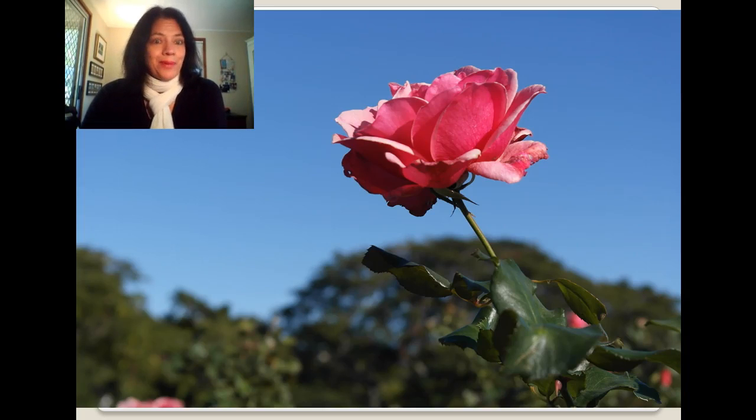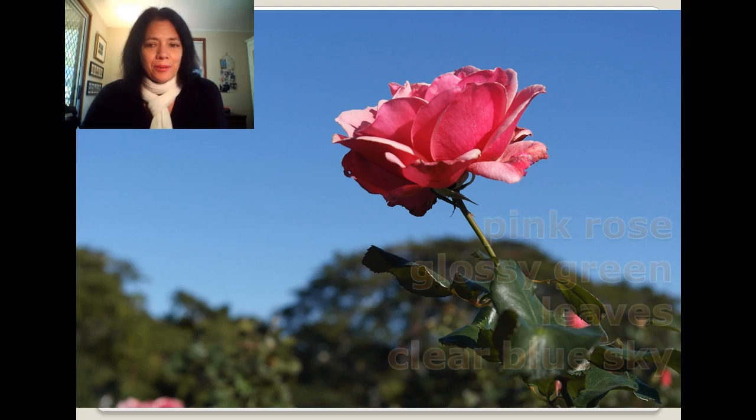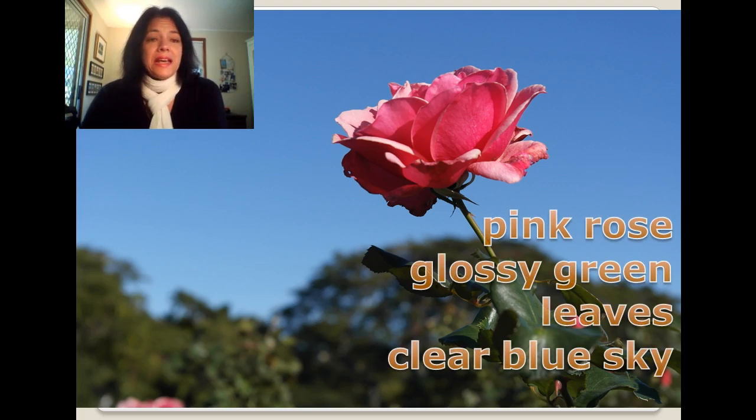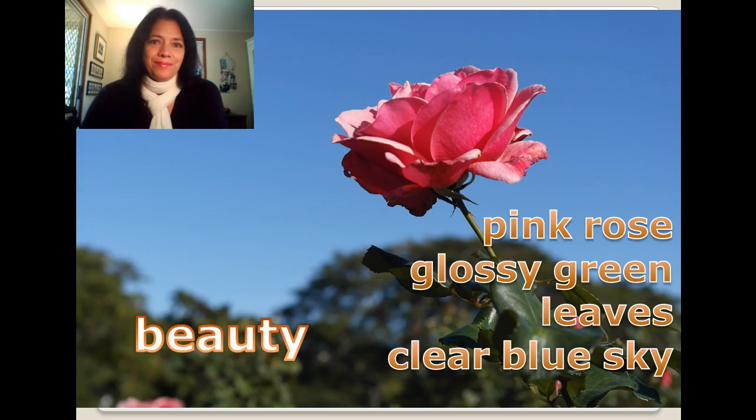I was really happy with this photo. This is in a beautiful garden in the city that I live in. What can you see? What can you smell? You can see and smell a pink rose. You can see here glossy green leaves and of course a clear blue sky. So leaves, rose, sky, all concrete nouns. I think the most appropriate abstract noun would be beauty.